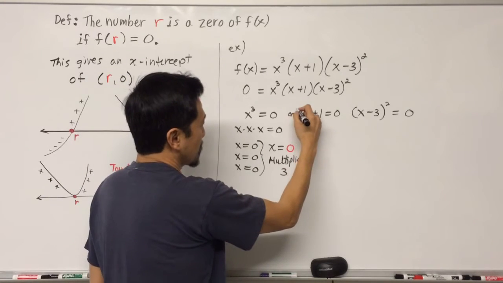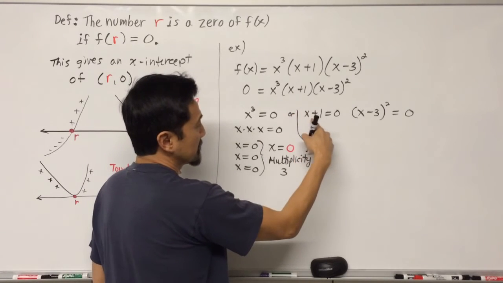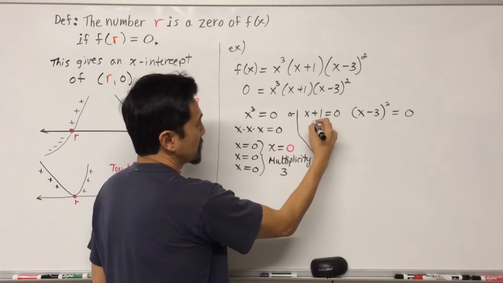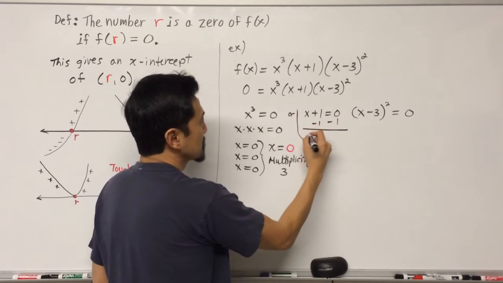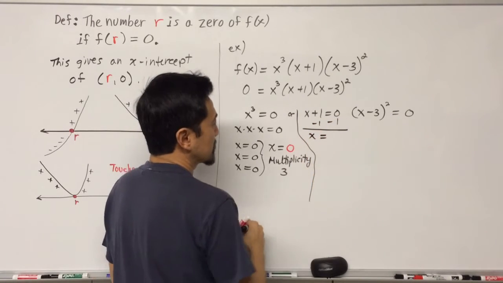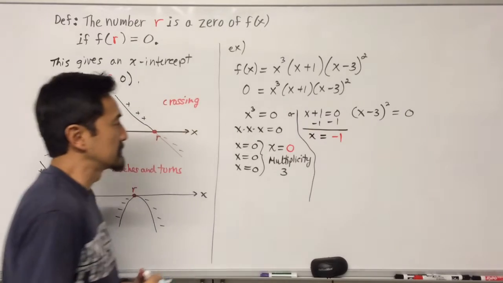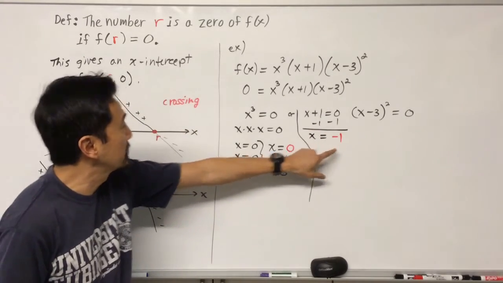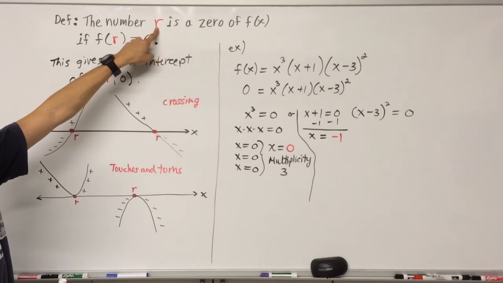Okay? Now, this x plus 1 equals 0. If I solve for x, I get -1 is a 0. Okay, so that -1 in red is exactly like this number r in red.